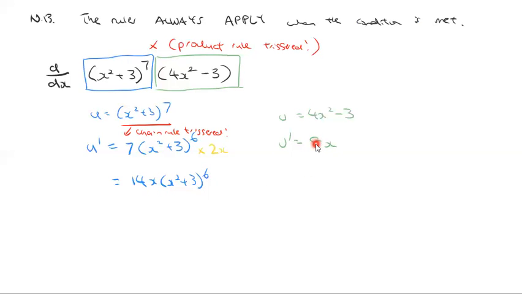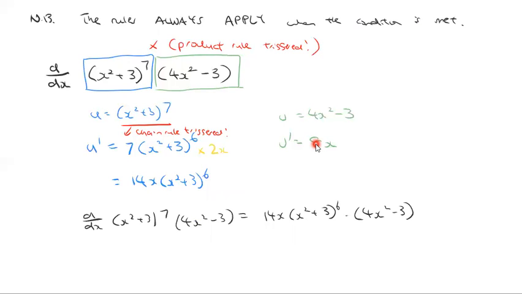Then putting it together, you would say the derivative of x squared plus 3 to the power of 7 times 4x squared minus 3 would equal basically 14x times (x squared plus 3) to the power of 6 times (4x squared minus 3), plus 8x times (x squared plus 3) to the power of 7.